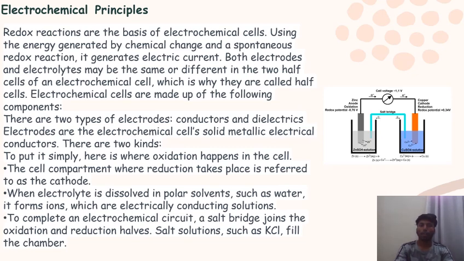Electrochemical cells are made up of the following components. There are two types of electrodes, conductors and dielectrics. Electrodes in electrochemical cells are solid metal electrical conductors. These are of two kinds. To put it simply, the anode is where oxidation happens in the cell. The cell compartment where reduction takes place is referred to as the cathode. Where an electrolyte is dissolved in polar solvents such as water, it forms ions, which are electrically conducting solutions. To complete an electrochemical circuit, a salt bridge which joins the oxidation and reduction half cells helps. Salt solutions such as KCl are filled with gel.